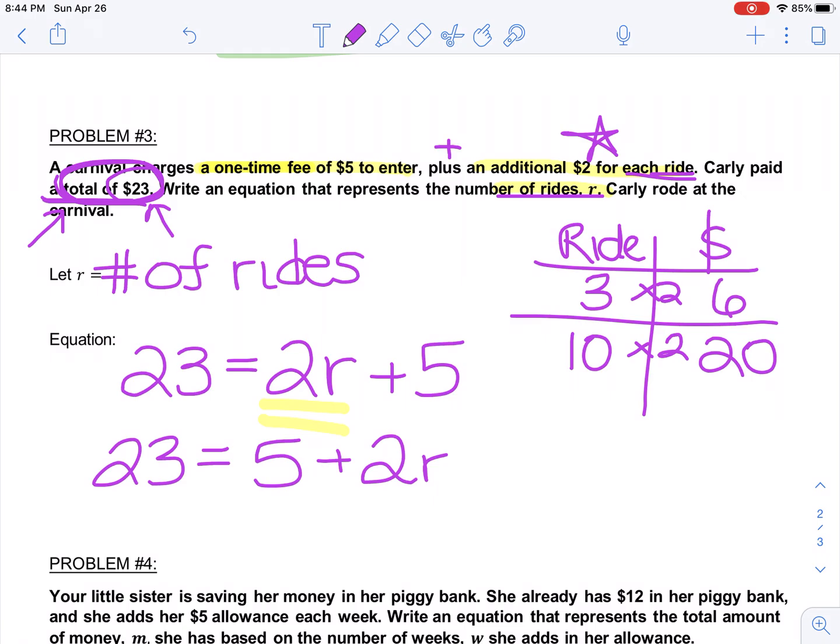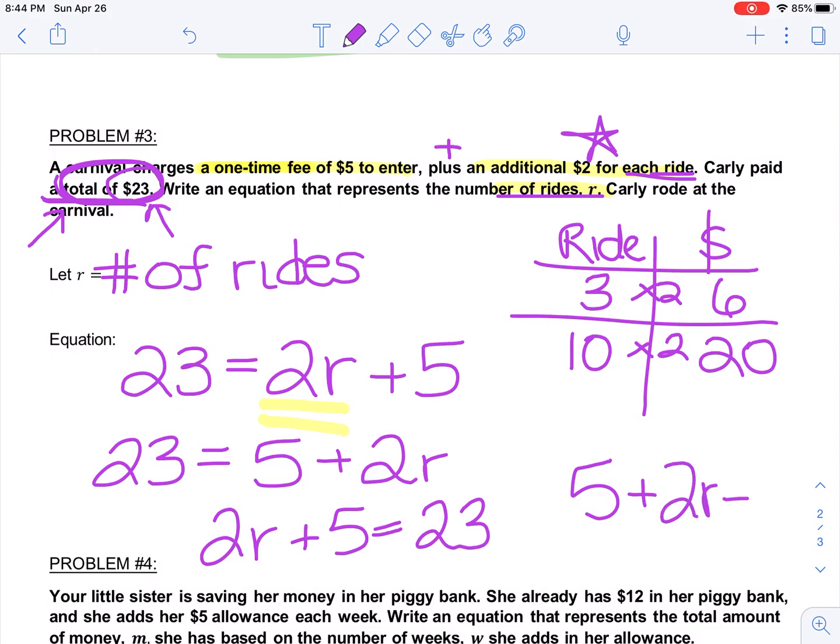The commutative property of addition says order doesn't matter. We would also accept 2R plus 5 equals 23 if you wanted to put the equal sign at the end. So I can show that. We would accept this, 2R plus 5 equals 23. We would also accept it the other way, 5 plus 2R equals 23. So there's multiple ways to write this equation, but the components have to be correct.